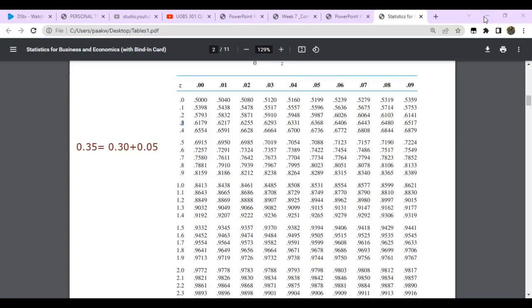You understand, or should I go over again? Okay, 0.3 here meets with 0.05 here. So the answer for 0.35, or the probability for z value 0.35, is this 0.6368. Do you get it? You get it? Yeah. All right.